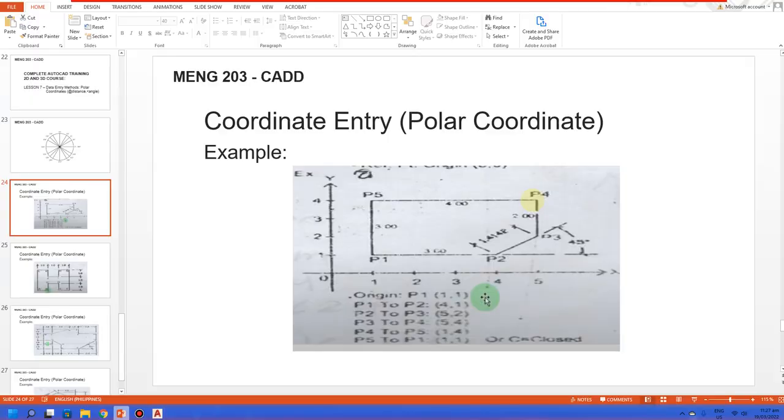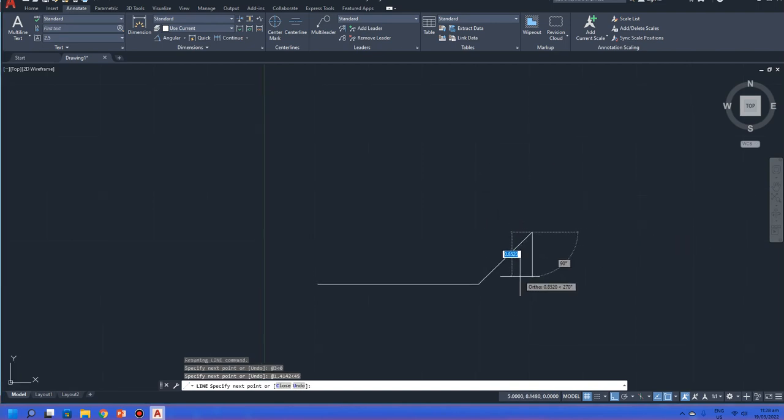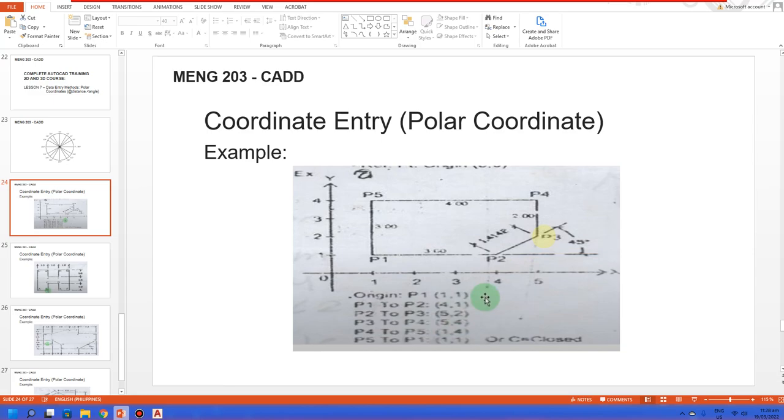Based on the figure, the distance of point 2 to point 3 is 1.4142 and the angle is 45 degrees. We have to type at 1.4142 and the angle is 45 degrees. And there is my third point.